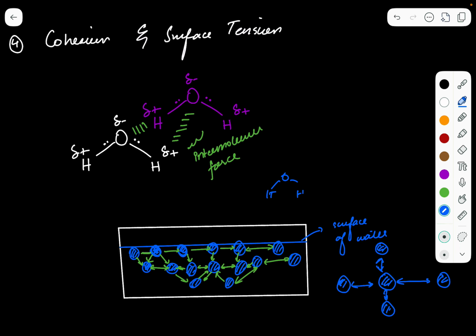And this attraction is backwards and forwards, right? Like the one is attracted here, the other one is attracted there. But if I draw it only from the perspective of one water molecule, right? So it is being attracted on this side, it's being attracted on this side, it's being attracted on this side, it's being attracted on this side. So you could say that the net force pulling this water molecule would be zero, right? But what's happening to the water molecules on the surface? Because these cancel each other out, right? What's happening to the water molecules on the surface?